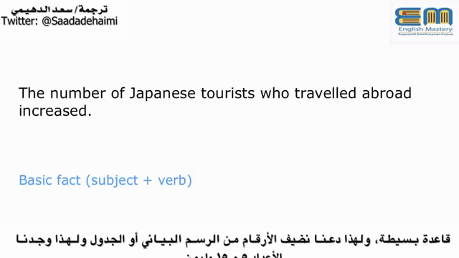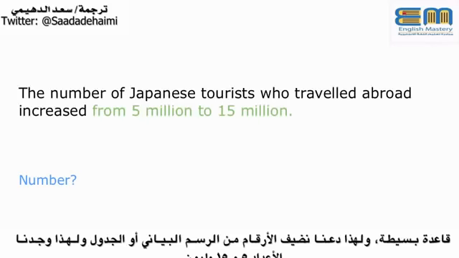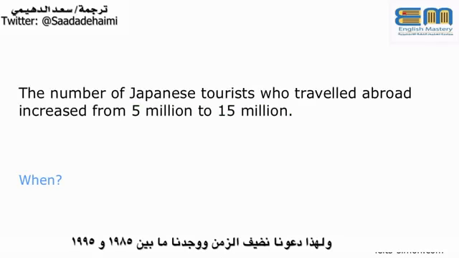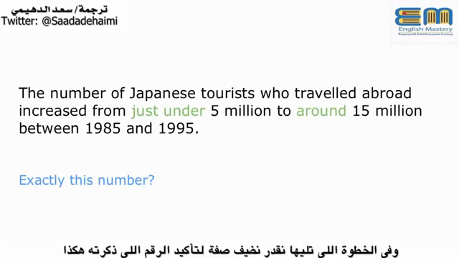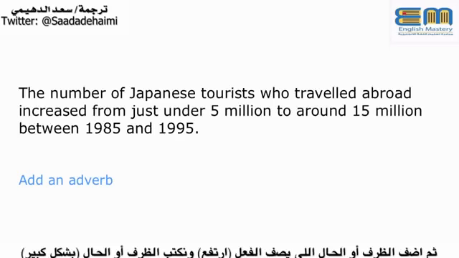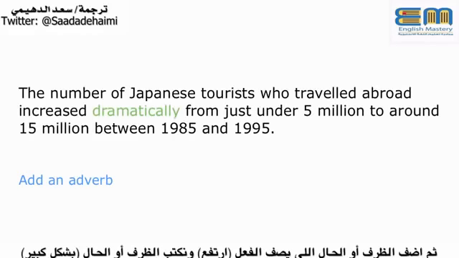Simple fact. Let's add to that numbers. We look at the graph or chart and we find the numbers from 5 million to 15 million. Now let's add when. Between 1985 and 1995. Next we could add, was it exactly this number? So from just under 5 million to around 15 million. Add an adverb to describe the verb. Increase dramatically.